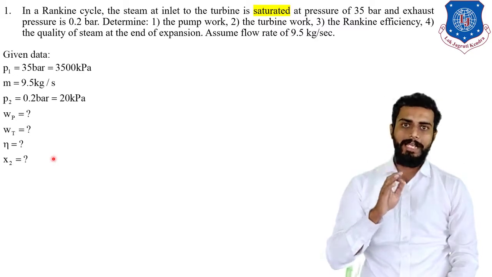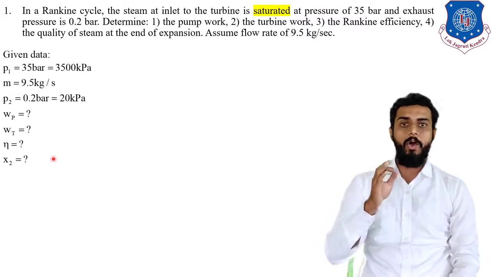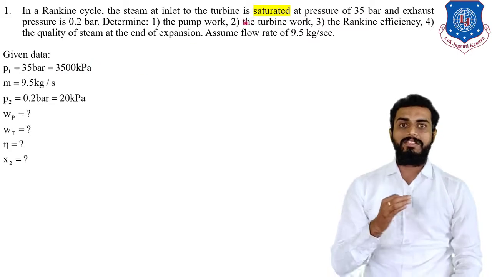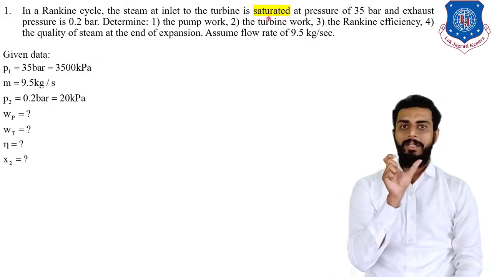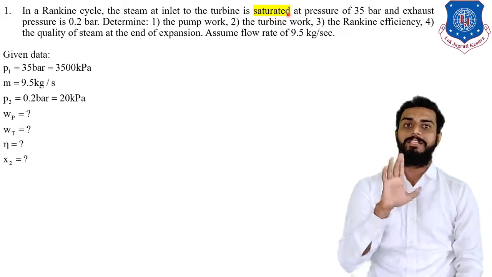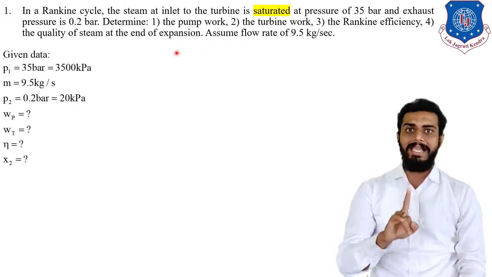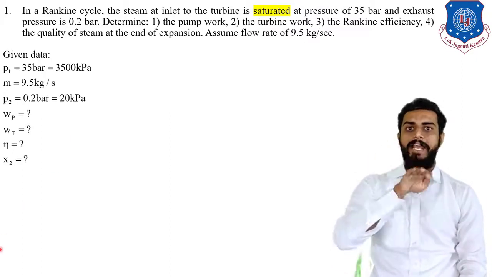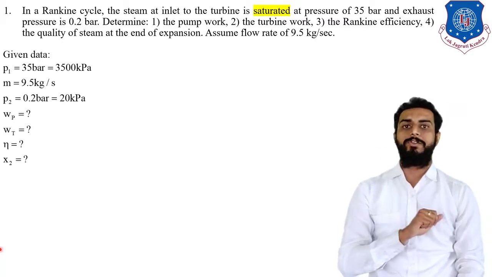So for drawing the TS diagram, you should know the condition of the steam at the inlet of the turbine. As you can see, the condition of the steam at the inlet of the turbine is already written by the word saturated. Here they have only written a single word, that is saturated. The meaning of saturated is what? It is dry steam. Okay, so if it is dry steam, then you have to plot that particular point on saturated vapor line, and saturated vapor line is on the right hand side of the saturation dome.